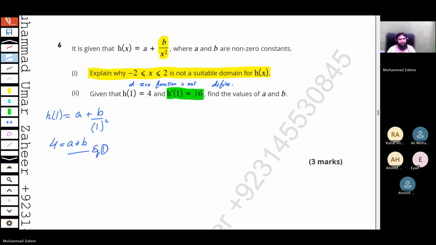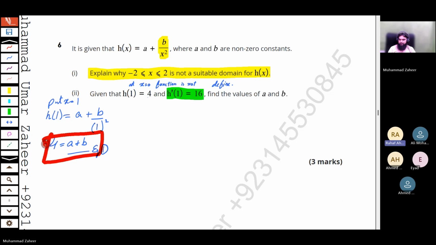Any question? Mister, I didn't understand this part. It is given that h of 1 is equal to 4, right? It is just substitution of the values. I'm just substituting x is equal to 1. So the value of h of 1 is given, that is 4, a stays as it is, 1 square is 1, so that is still b. Now is it clear?